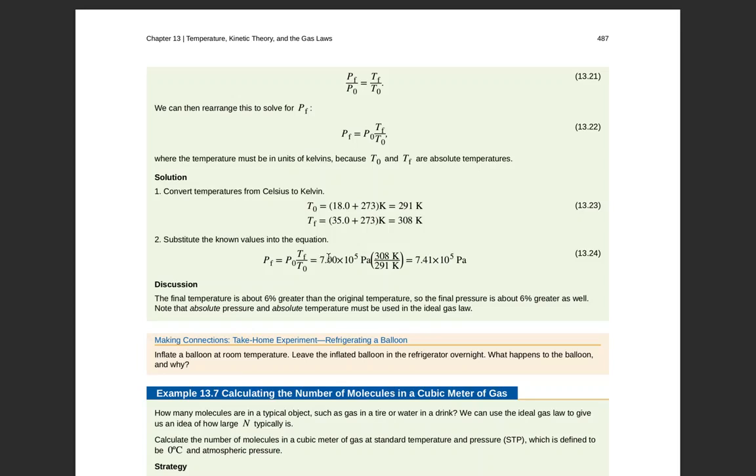And then after that, we just plug in. We have the pressure initially times the temperature final over the temperature initial. And the final pressure would be 7.41 times 10 to the 5th pascals. So the final temperature is about 6% greater than the original temperature. So the final pressure is about 6% greater as well. Note that the absolute pressure and the absolute temperature must be used in the ideal gas law.